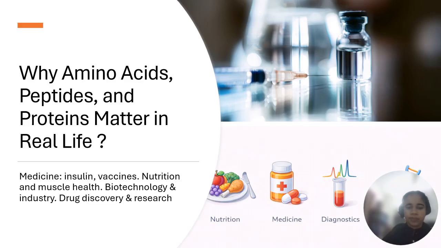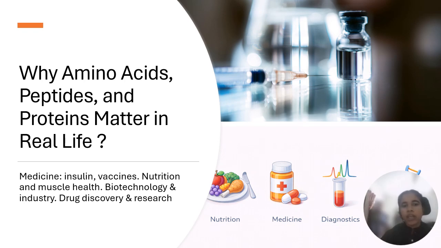So far we have understood the chemistry and structure of amino acids, peptides, and proteins. But an important question remains: why does all this really matter in everyday life? Why are we studying all this? The answer is very simple. Proteins directly impact our health, medicine, and technology. In nutrition, the proteins we eat supply essential amino acids. They help build muscles, repair tissues, and maintain the overall body.